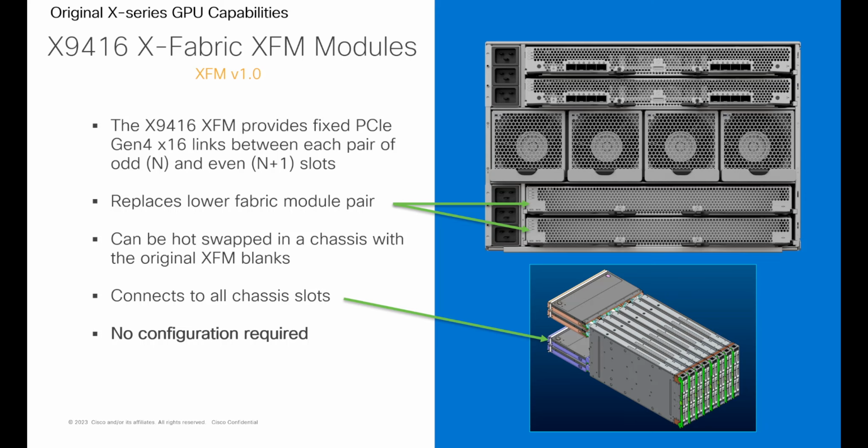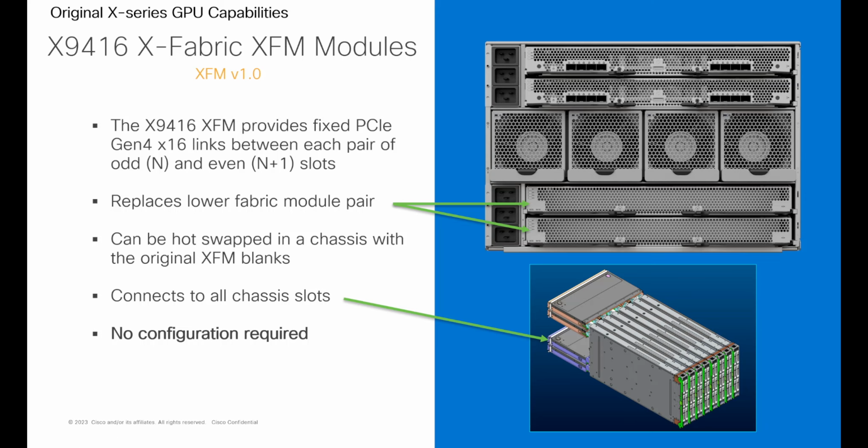Here, I'm pointing to these green arrows on the bottom of the rear of the chassis. This is the X Fabric module. It's mounted, as I said, in the bottom rear of the chassis, and its purpose is to allow east-west traffic between the GPU node and the compute node that we saw in the front of the chassis. One thing to notice here is that the XFMs are version 1.0, the 9416 XFM version 1.0. So this has been out for a while now.